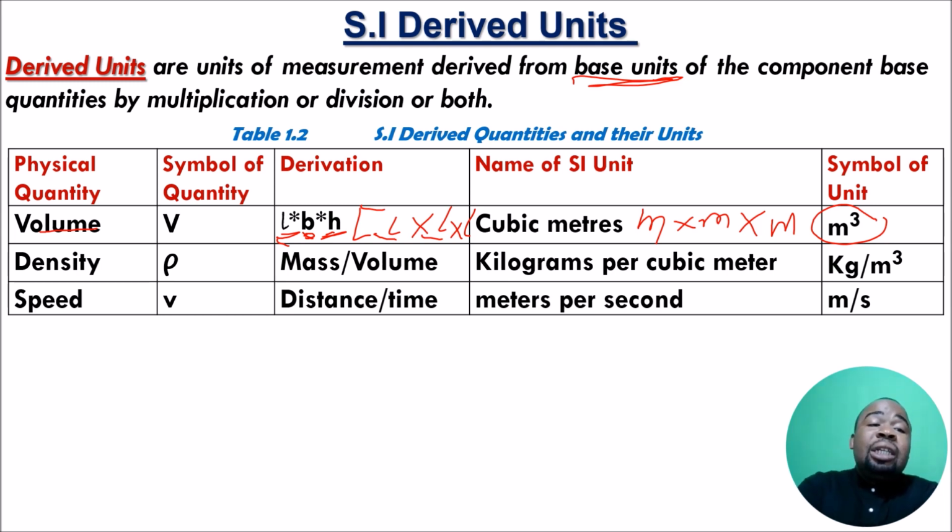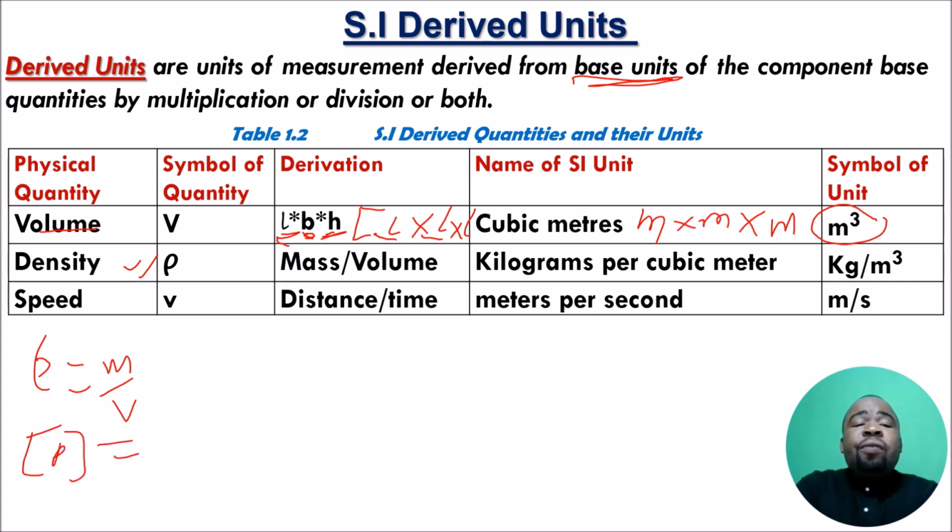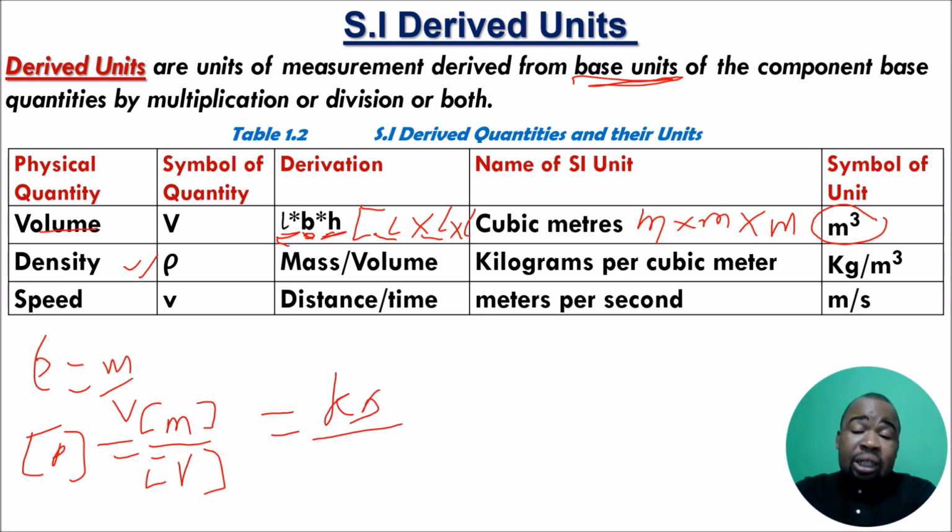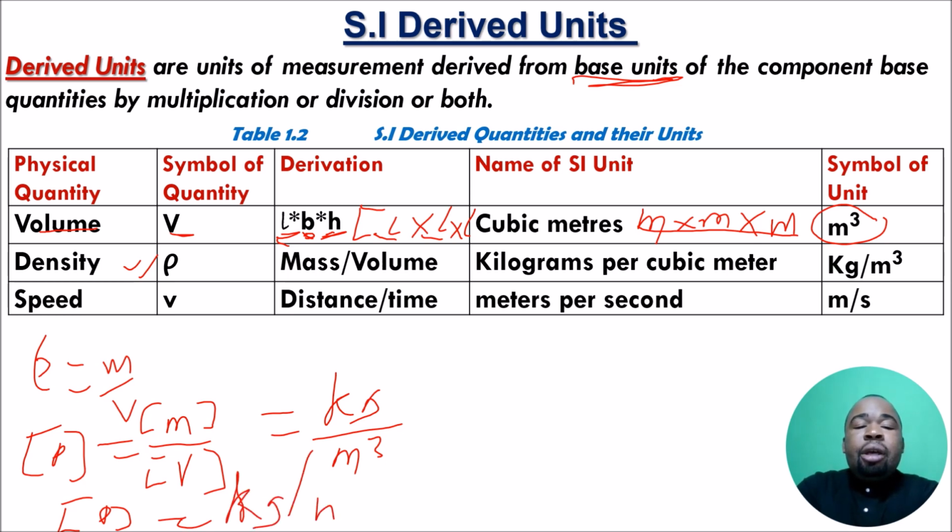Now, we say density is mass over volume. I'm now dealing with the density. So the units of density should be equivalent to the units of mass divided by the units of volume. What are the units of mass? Kilograms. Mass is a base quantity, and we said it's measured in kilograms from the previous table. And what are the units of volume? We have done volume here, and we said it's a cubic meter. So we can safely say the units of density are kilograms per cubic meter.